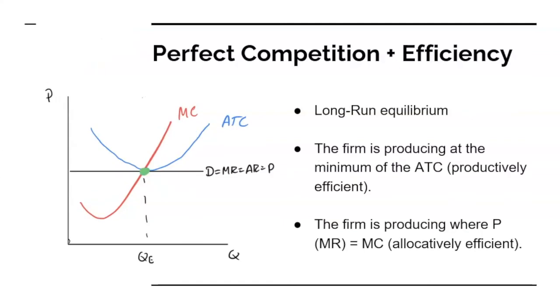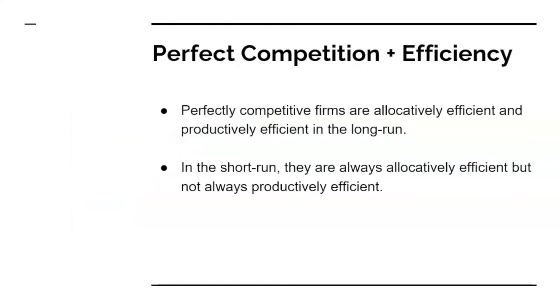Right? So this is what it basically says. In long run equilibrium, is it allocatively efficient? Are we producing where price or marginal revenue equals marginal cost? Yes. Are we productively efficient? Are we producing where price or marginal revenue intersects the minimum of the ATC? Well, yet again, the answer is yes. So in long run equilibrium, that's why it's called perfect competition, everything is 100% efficient, right? We are productively efficient and allocatively efficient in long run equilibrium here.